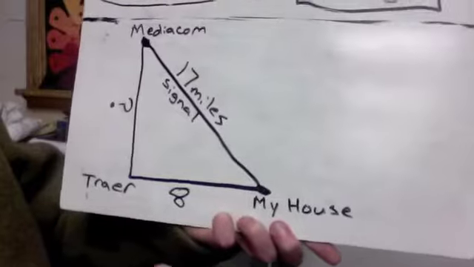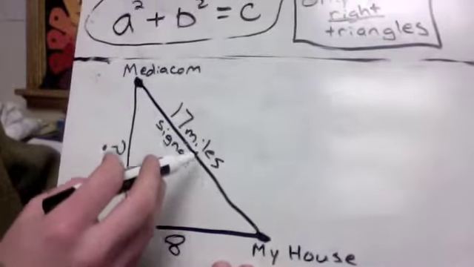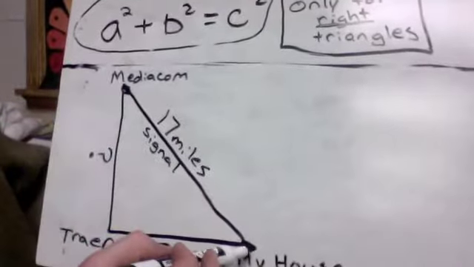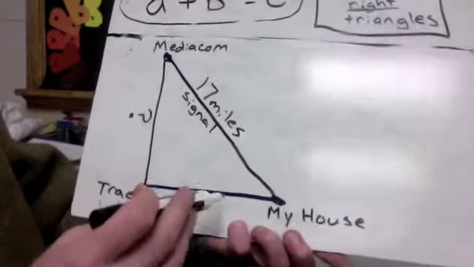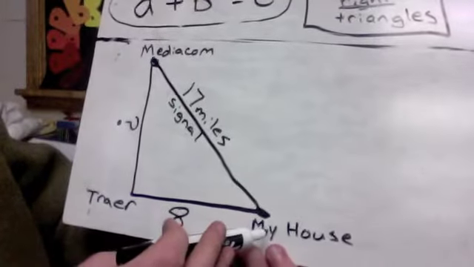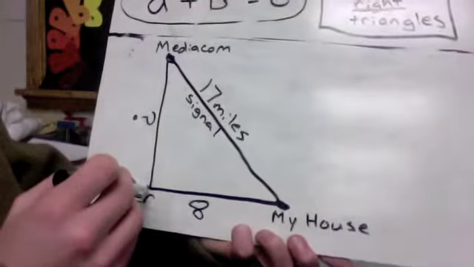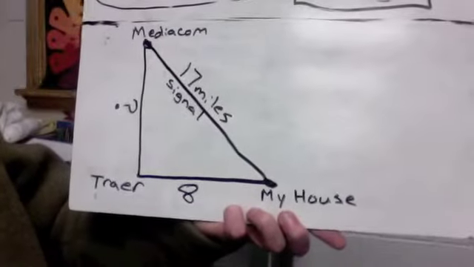The direct trip from Mediacom to my house for the signal for my internet is 17 miles. From Mediacom to my house in a direct line is 17 miles. From Traer to my house is 8 miles. And I do not know the distance from Traer to the Mediacom headquarters.